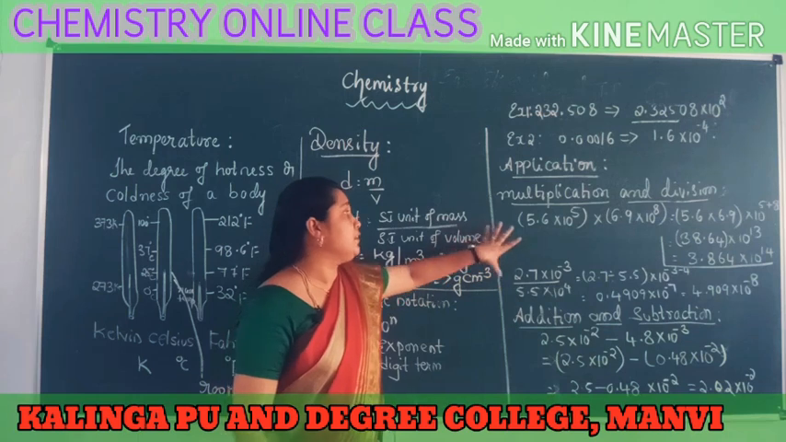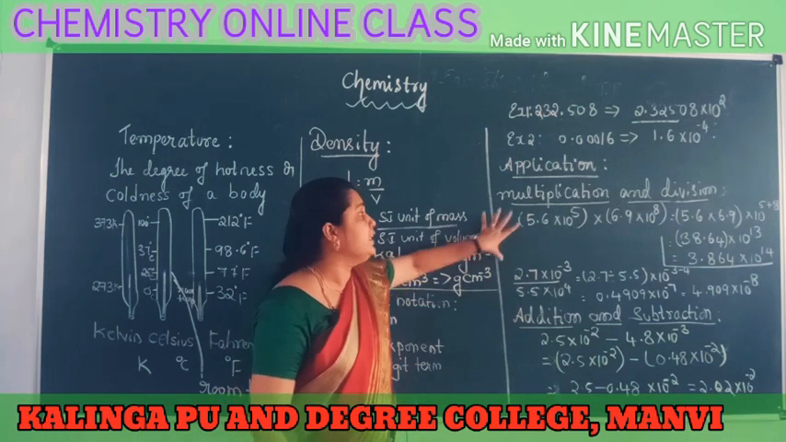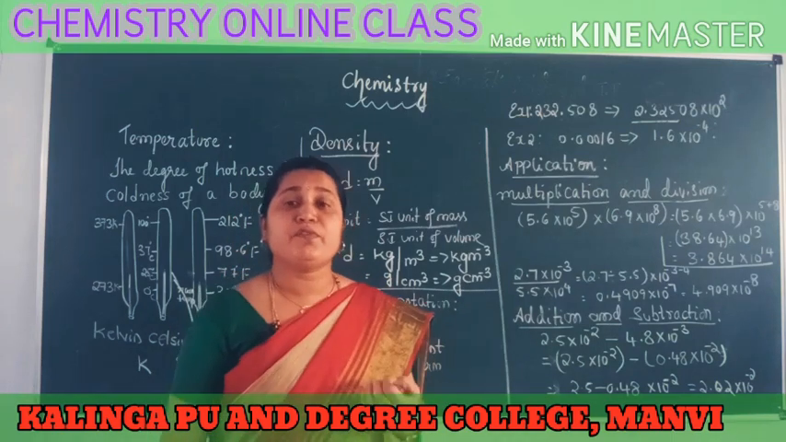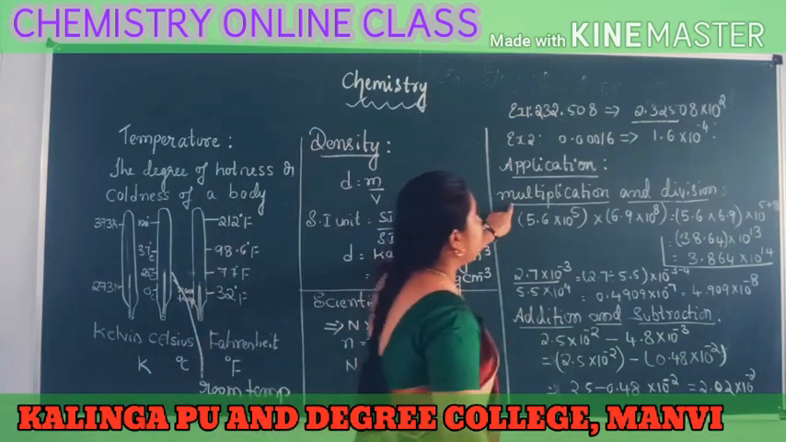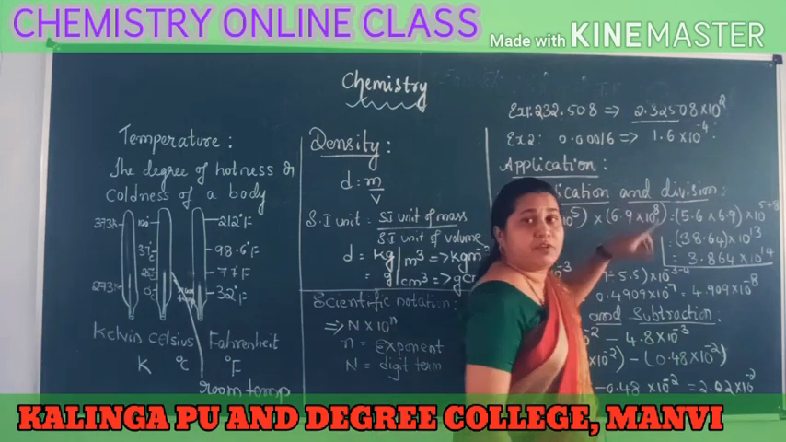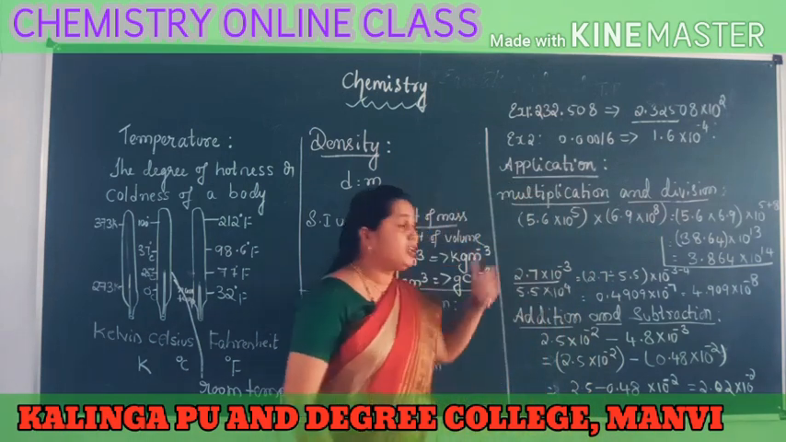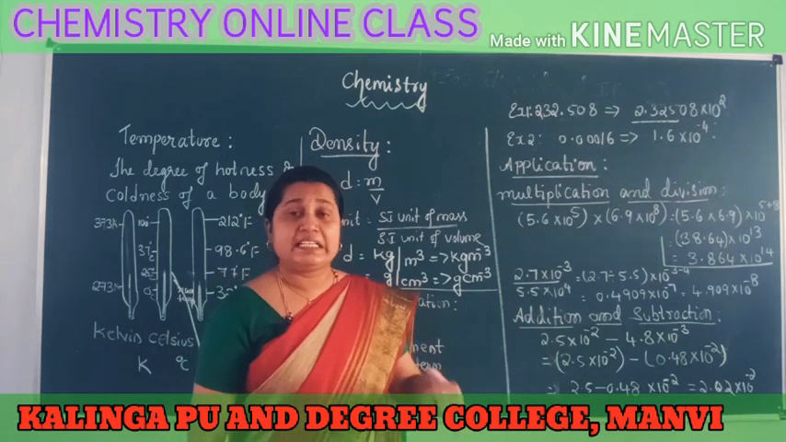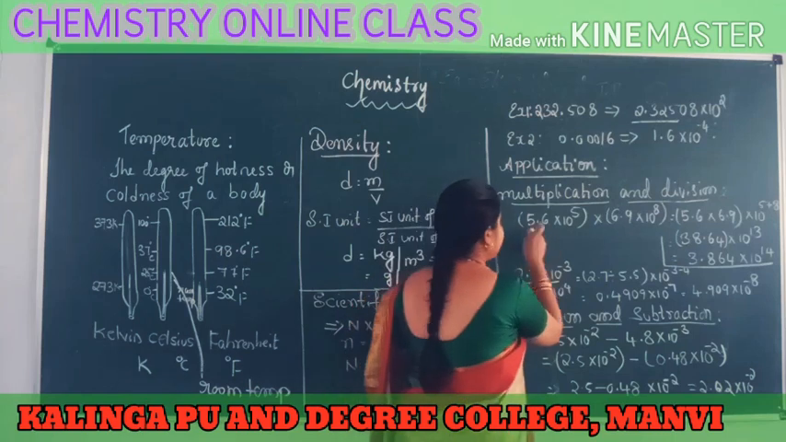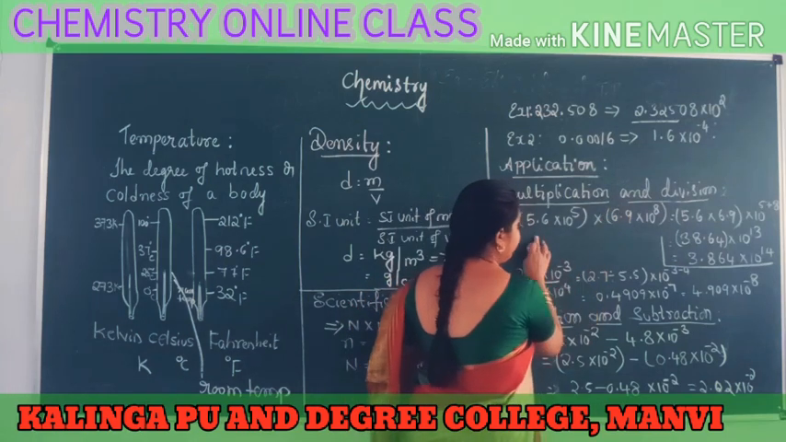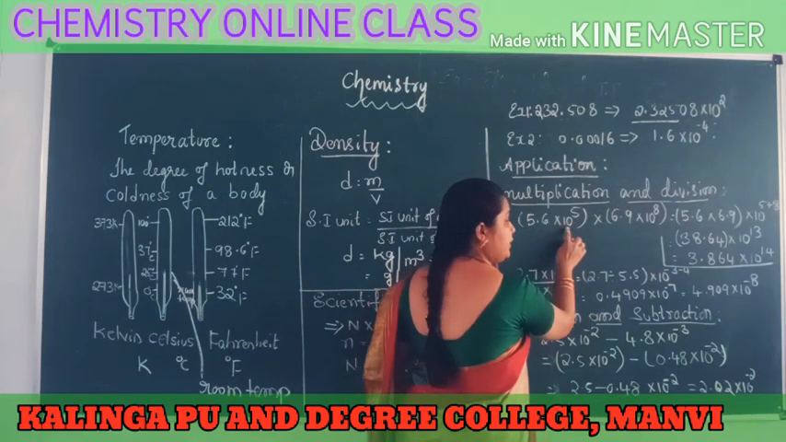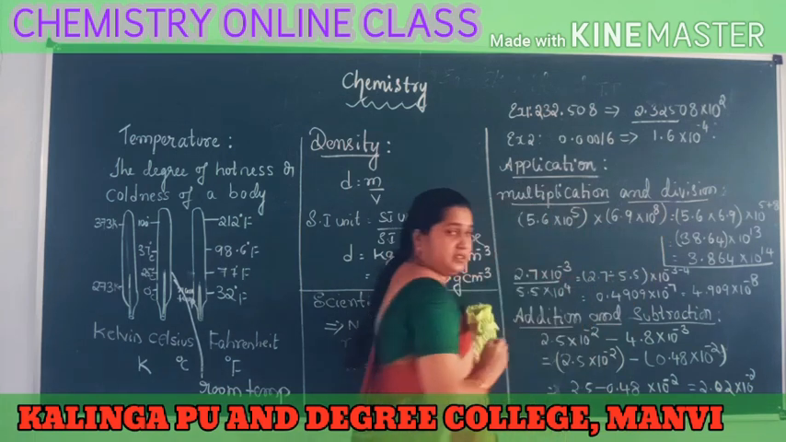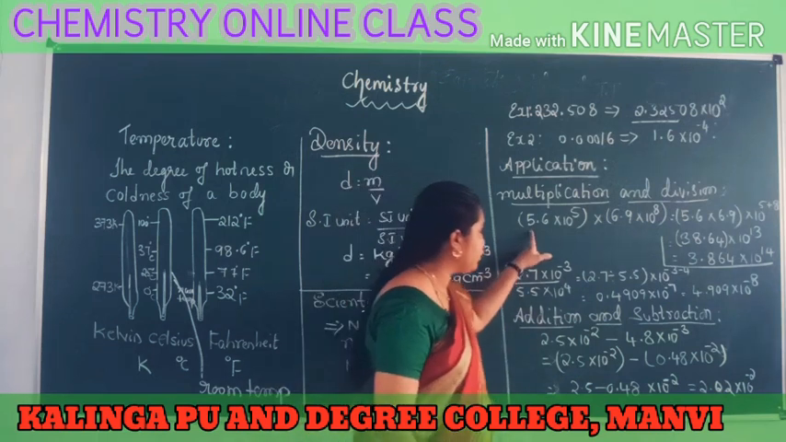First, one example I have written for multiplication. You can see 5.6 into 10 power 5 multiplied by 6.9 into 10 power 8. So there are two terms. The first term is 5.6 into 10 power 5. This first term should be multiplied by the second term. What is that second term? 6.9 into 10 power 8. So when you are applying multiplication or division and want to write it in scientific notation, see here, whichever term is common, you have to take that outside.